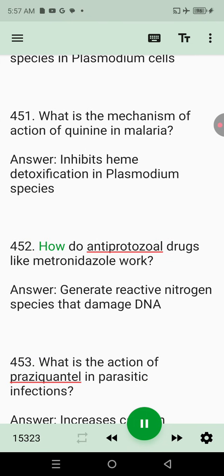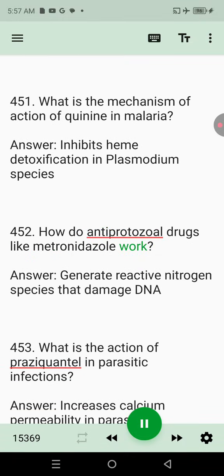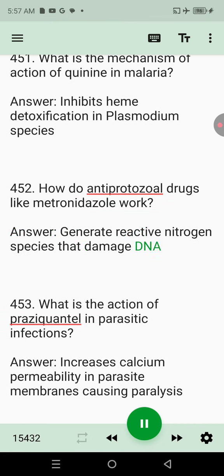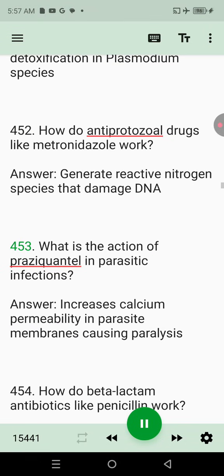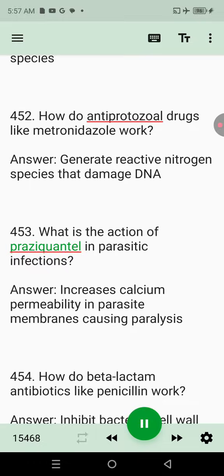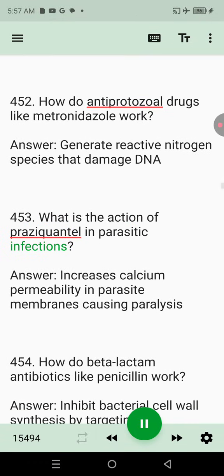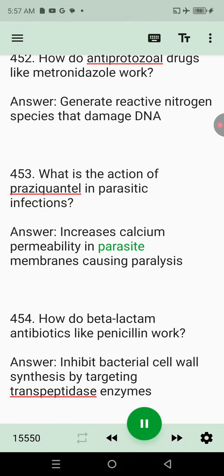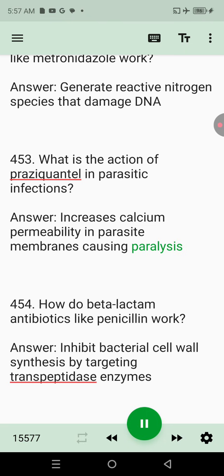452. How do antiprotozoal drugs like metronidazole work? Answer: Generate reactive nitrogen species that damage DNA. 453. What is the action of praziquantel in parasitic infections? Answer: Increases calcium permeability in parasite membranes causing paralysis.